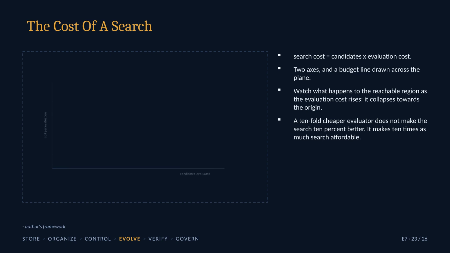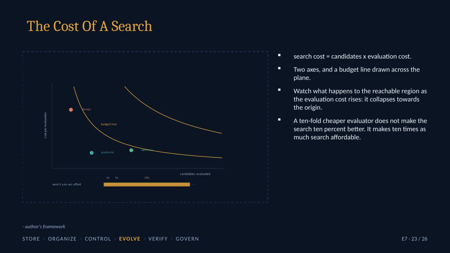So here is the cost model, and it is one line. Search cost equals candidates times evaluation cost. Two axes, and a budget line drawn across the plane: everything under the line you can afford, everything above it you cannot. Watch the affordable region as the evaluation cost rises. It does not shrink gently, it collapses towards the origin, because the relationship is multiplicative.